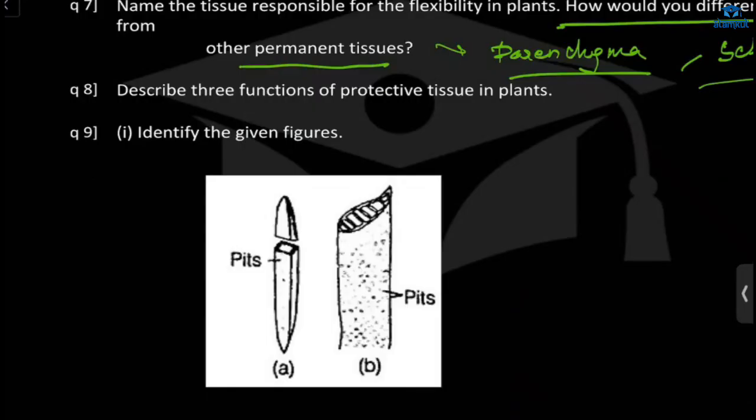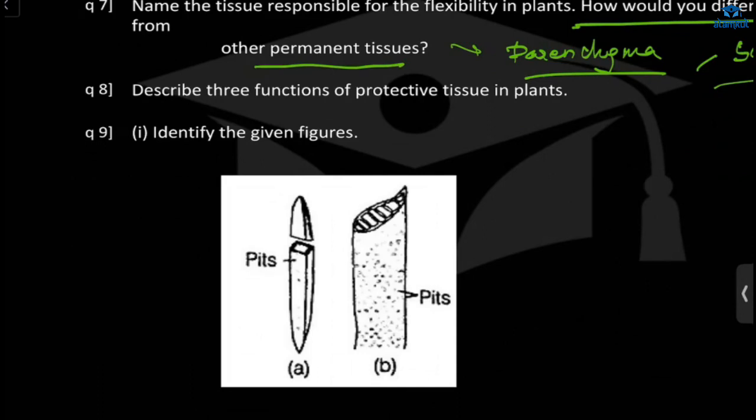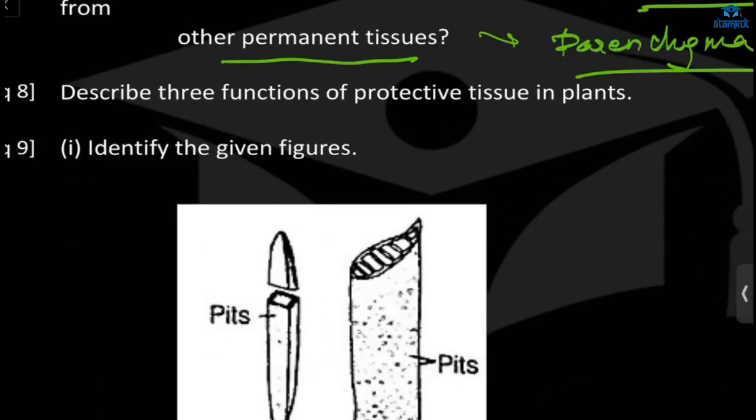Describe 3 functions of protective tissues in plants. First you have to know what protective tissues are. Protective tissues are those tissues present in the outermost layer of the plant. Okay. And what are the types? Cork and... root, stem and leaves? No, I'm talking about tissues, not the parts of the plant. Cork and one more, epidermis. These 2 are the protective tissues. Now you can write the function.